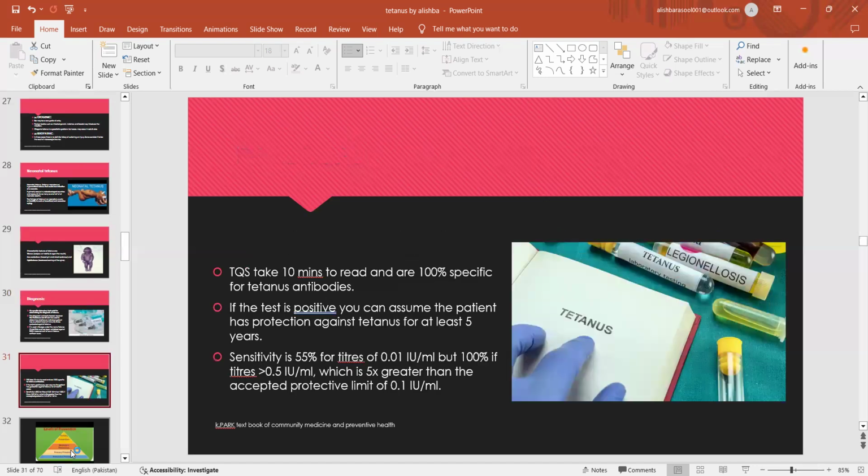TQS takes 10 minutes to read and is 100% specific for tetanus antibodies. If the test is positive, you can assume the patient has protection against tetanus for at least 5 years. Sensitivity is 55% for titers of 0.01 IU per ml, but 100% if titers are greater than 0.5 IU per ml, which is 5 times greater than the accepted protective limit of 0.1 IU per ml.